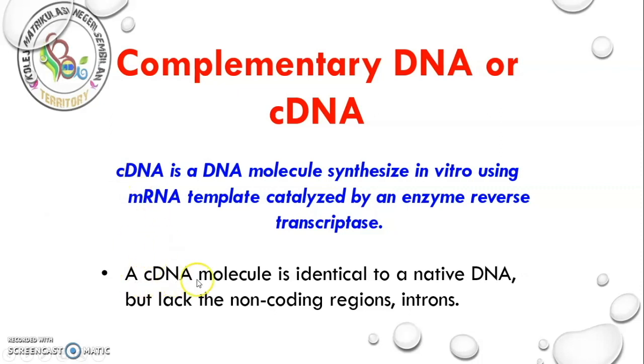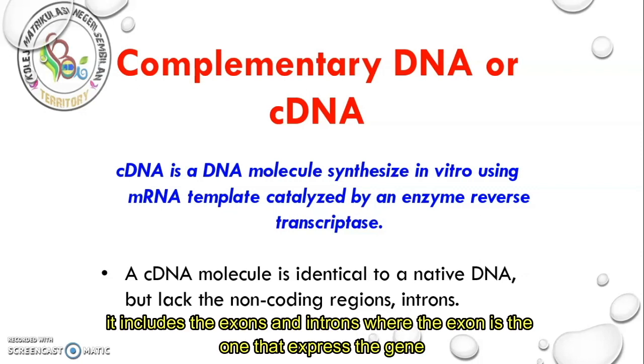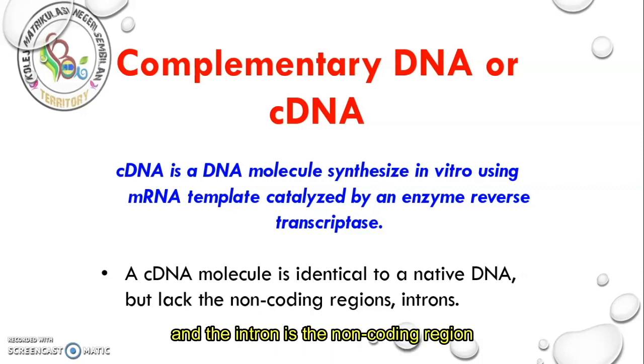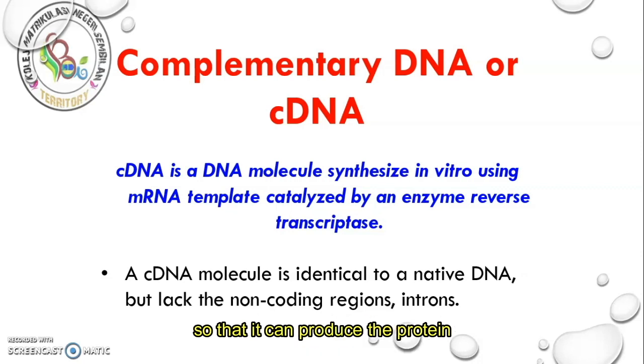A cDNA molecule is identical to a native DNA, but it lacks the non-coding region, the intron. You need to know that the human DNA is very vast. It is very large. It includes the exon and intron, where the exon is the one that expresses the gene and the intron is the non-coding region. During the makeup of mRNA, this intron will be spliced, leaving only the exon so that it can produce the protein.